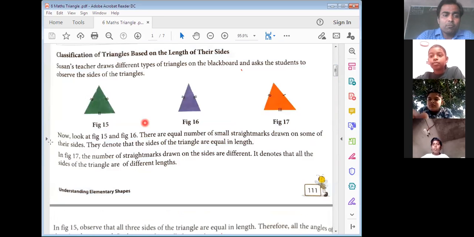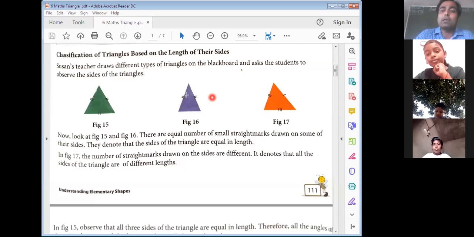In figure 15, there is a triangle where all the sides of this triangle are equal. In figure 16, only two sides are equal. Only two sides are equal. वो दो साइड कोई जरूरी नहीं कि ये आप जो ऊपर है वर्टिकल है वही इक्वल हो. Any of the two sides are equal. आपका ये और ये नीचे वाला भी इक्वल हो सकता है.